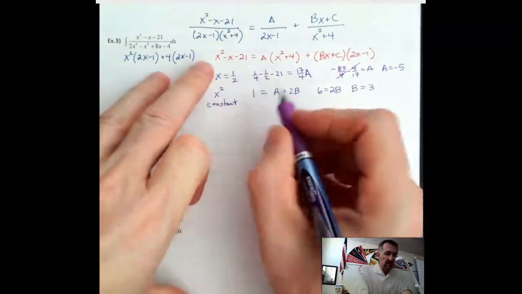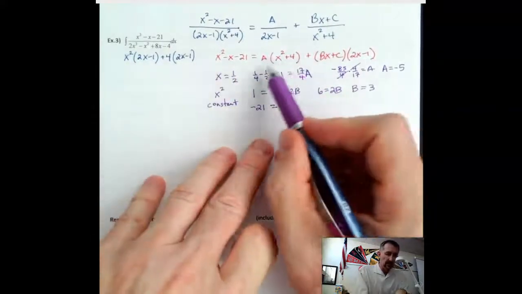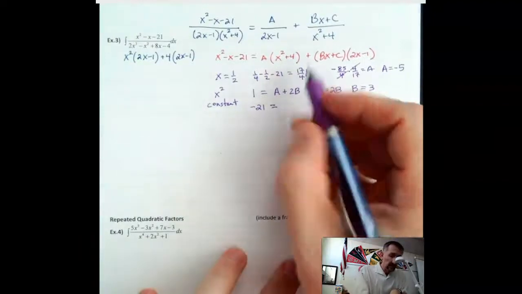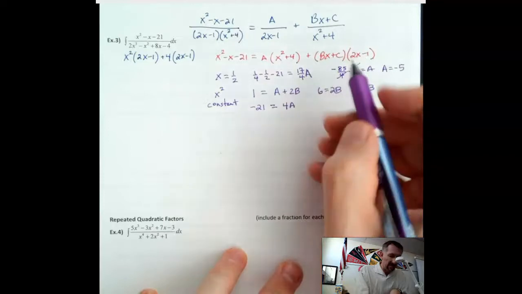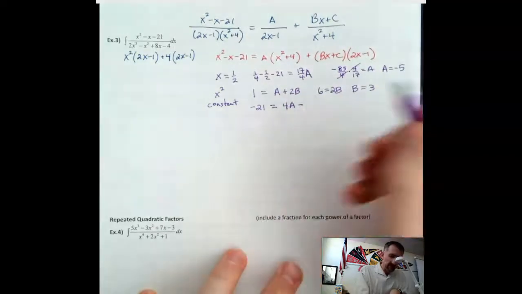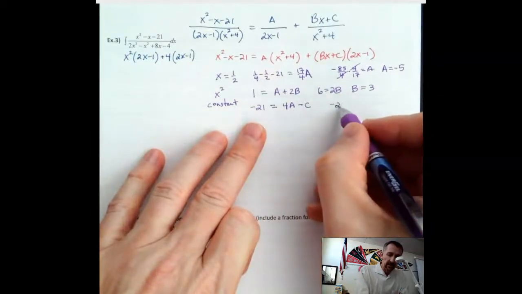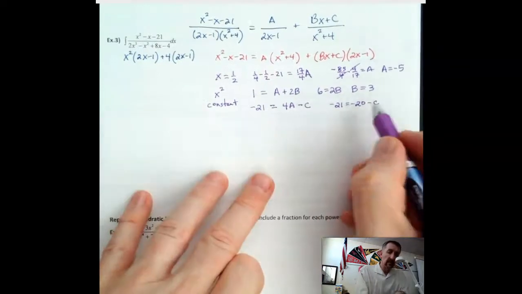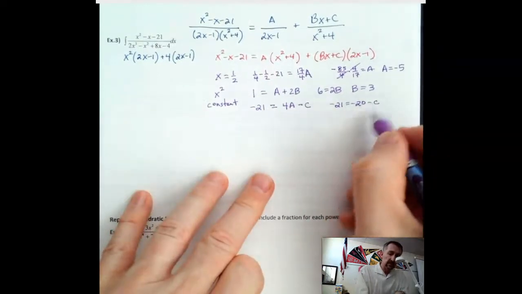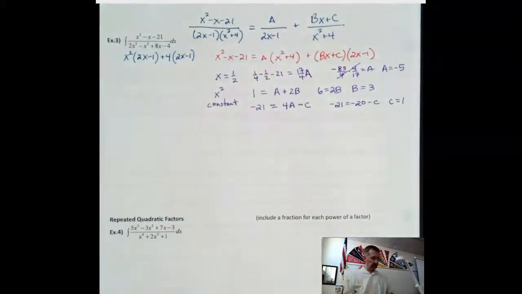So the constant is negative 21, and here we would have 4a, and then down here we would have minus c. So we're trying to find c still. So if we plug that in there, we have negative 21 equals negative 20 minus c. So if we move that over here, that's positive 1, so we get that c equals 1. All right.